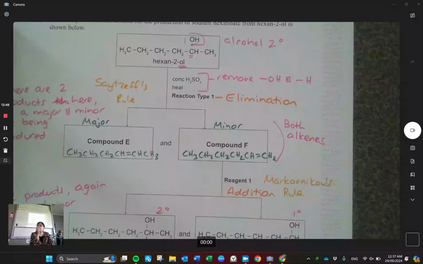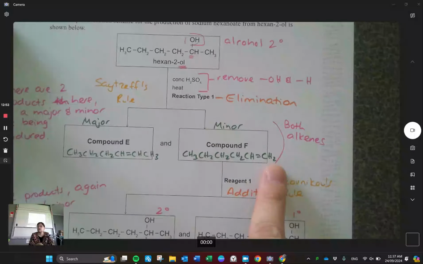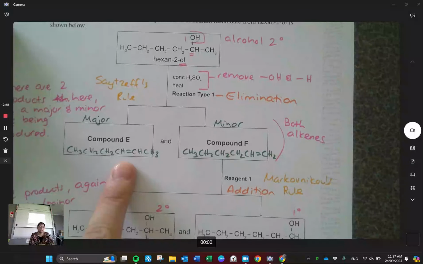Nice little pop-up. Does this guy form geometric isomers? No, because it has the 2 hydrogens. Does this guy form geometric isomers? Yes. See what I'm saying? The flow chart is basically a summary of everything we've learned. All right. Are we okay with that so far?